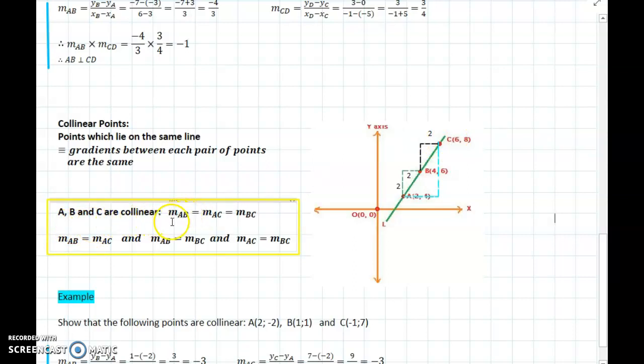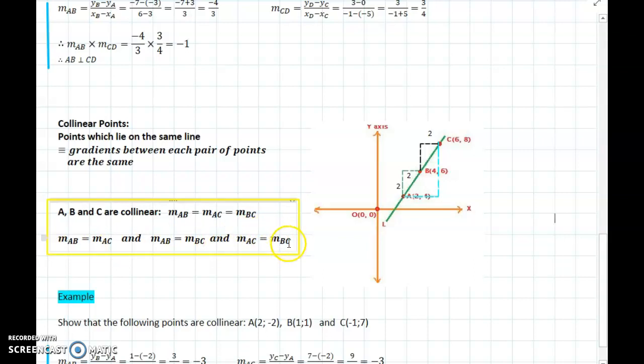It would mean that the gradient of AB will be the same as the gradient of AC, which will be the same as the gradient of BC. So the gradient between each pair of points will be exactly the same. In other words, we can say the gradient of AB is equal to the gradient of AC, the gradient of AB is equal to the gradient of BC, and of course we can say the gradient of AC is equal to the gradient of BC.